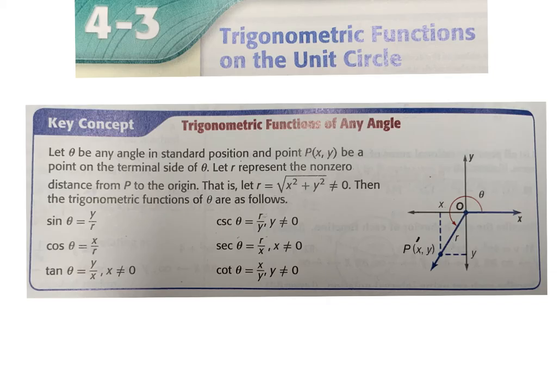Let's talk about where this comes from. Trigonometric functions of any angle. Let theta be any angle in standard position and point P, being (x, y), be a point on the terminal side of theta. Let r represent the non-zero distance from P to the origin. That is, let r equal the square root of x squared plus y squared, not equal to 0. Then the trigonometric functions of theta are as follows. Just so many words, okay? Let's talk about what this means.